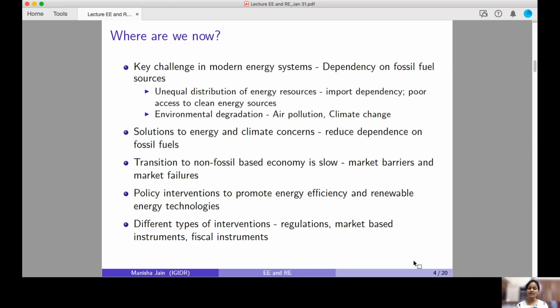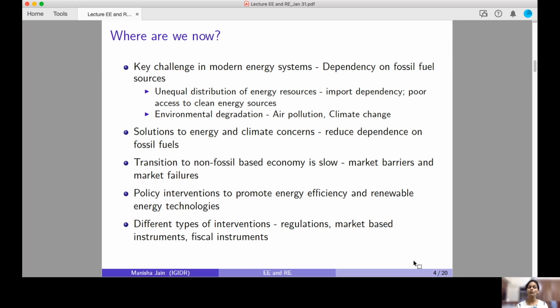So the key challenge in our energy system is the dependency on fossil fuel sources. One problem with fossil fuel sources, which was realized in the 1970s with the oil crisis, is that it affects national security. When you look at oil, it is not equally distributed. If you look at coal, it is not equally distributed across the world. And if it is not equally distributed across the world, that means countries are dependent on imports to meet their energy needs. And when we look at the distribution of energy sources within the country, then also we see that the usage is unequal.